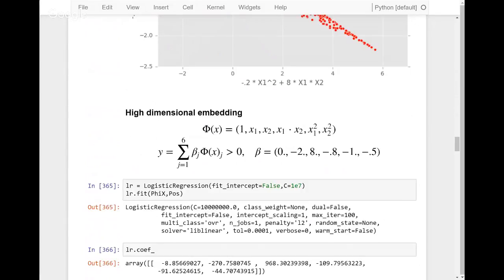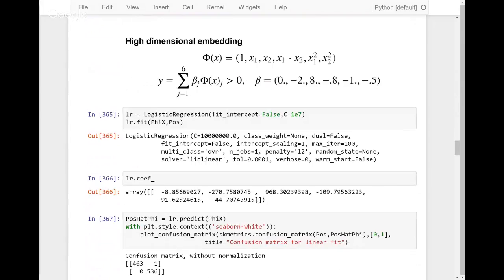So here's the idea of this embedding. We have x1 and x2, and we create these six features: 1, x1, x2, x1 times x2, x1 squared, x2 squared. It turns out that the optimal classifier can completely separate these two with the following data vector. And this is where I got those numbers when I took that linear combination. So this is how the data was generated.